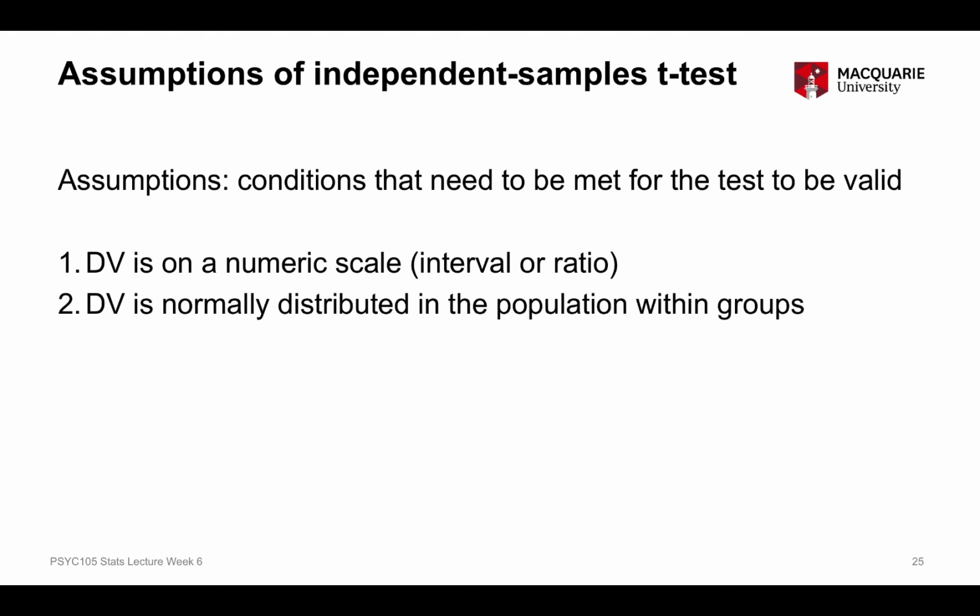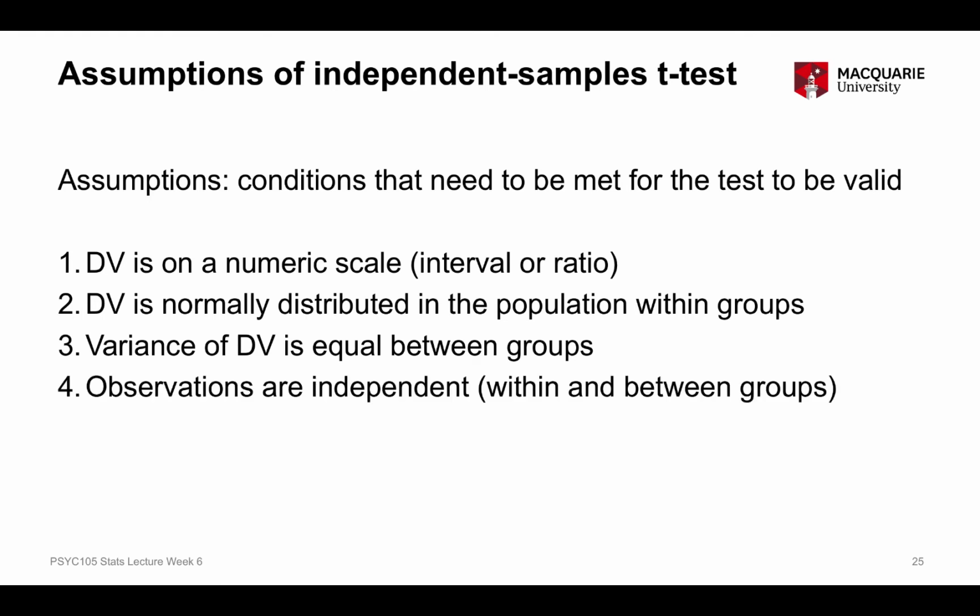Our second assumption is that the dependent variable is normally distributed in the population within our two groups. So the distribution of our dependent variable for group 1 is normal, and the distribution of our dependent variable for group 2 is normal. The third assumption is that there's approximately equal variation, or spread of scores, between our two groups. And the fourth one is that observations are independent. So all of our data points come from separate people, both within each of the groups, but also between the two groups, which are independent groups.